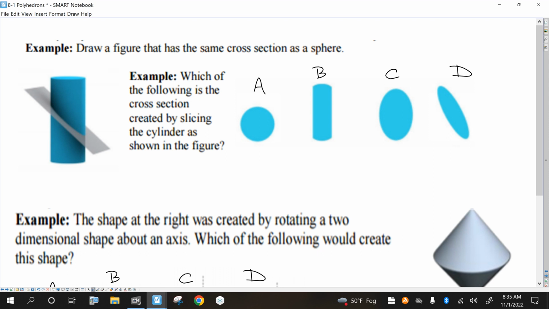So what do you think? A, B, C, or D? C is correct because we turn it back towards you to see what that shape would look like.